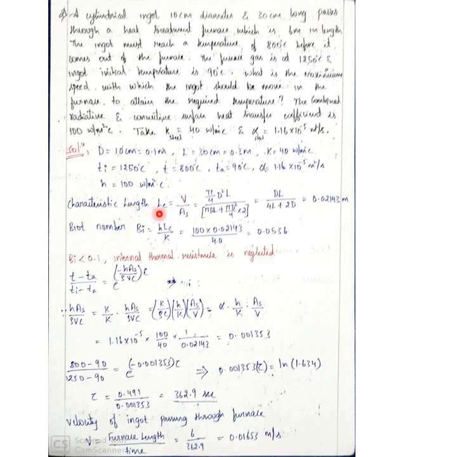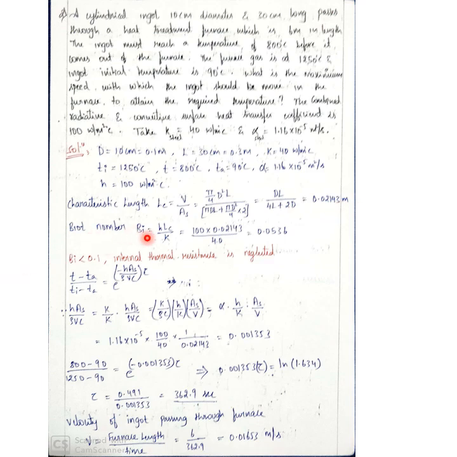Characteristic length, LC, is V by AS. What is the volume of the ingot? That is pi by 4 d square into L. What is AS? That is the surface area. The surface area of the ingot depends on the total length of the ingot and the diameters at either end, which are exposed inside the furnace. That is pi d square by 4 into 2. The 2 times defines either side of the ingot. So if you relocate it, you will get the D and L.